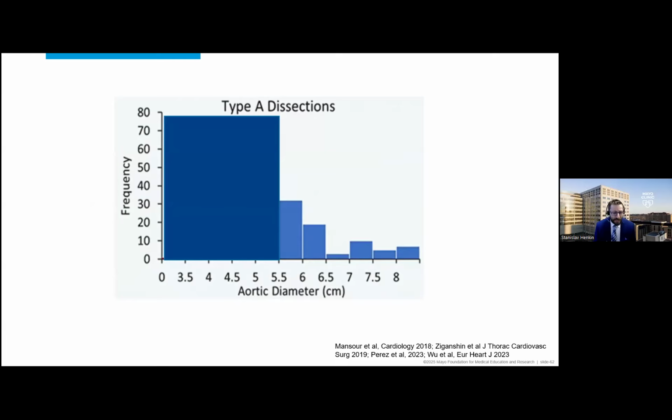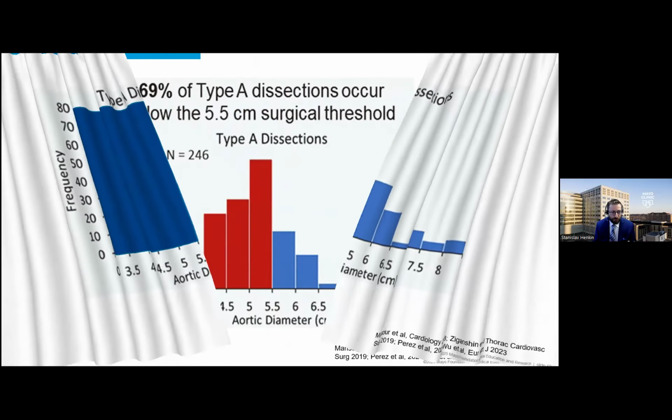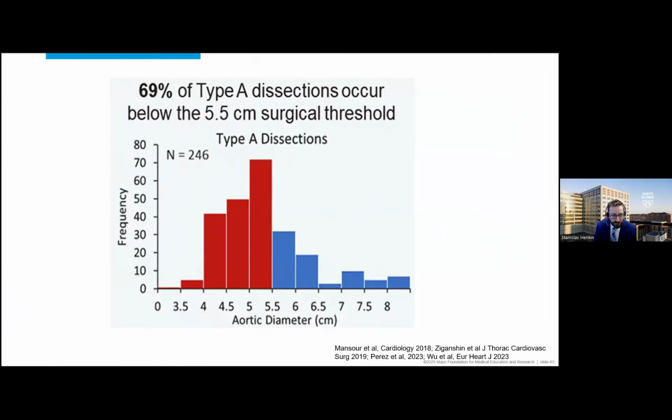Well, when you take a look at type A dissections, and this is frequency of type A dissections of a population, you see that, wow, obviously there's a bunch of population here where their aorta is 5.5 centimeters or above. Well, that's not surprising. But look at this, the majority of patients who had a type A dissection, actually 70%, had a type A dissection below the 5.5 centimeter surgical threshold. So we're missing a lot of patients. And yes, this is a 250 person study, but this has been reproduced in multiple populations as well too. So I think something that is important for us to remember is that size matters, but not fully.